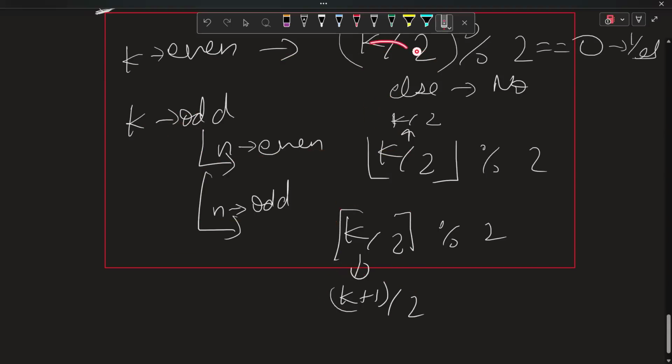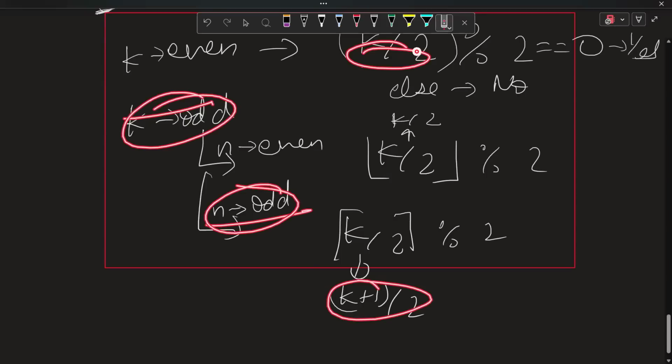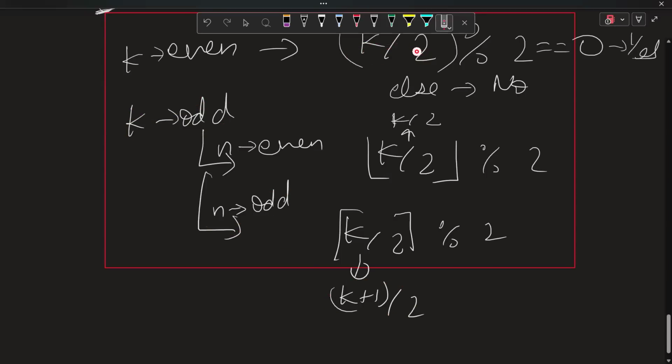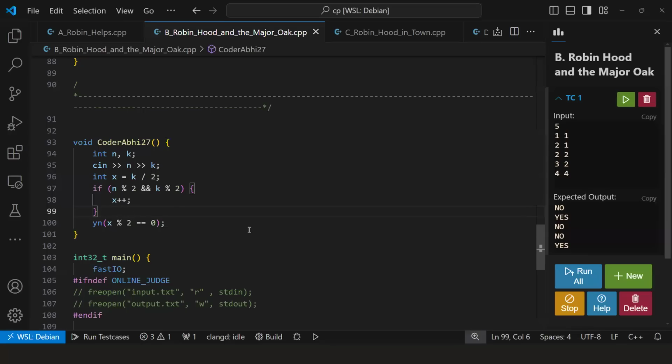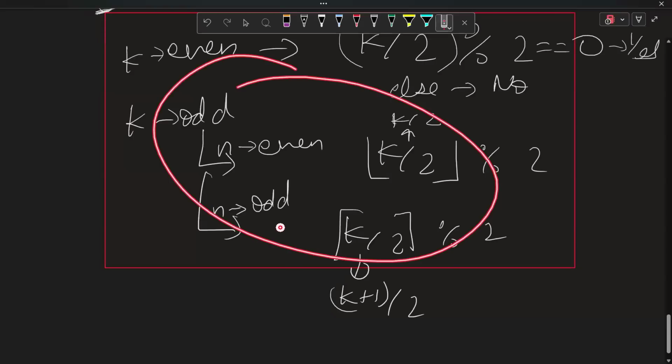So I'm writing it k by 2, and if both k and n are odd, we would add a plus 1 to our answer. Basically k by 2 would give me one less number, so I'll add a plus 1 to it. In my code I've done that. You can write the if else that I wrote in the pseudocode. You can write this also, no problem. During the contest I did it like this.